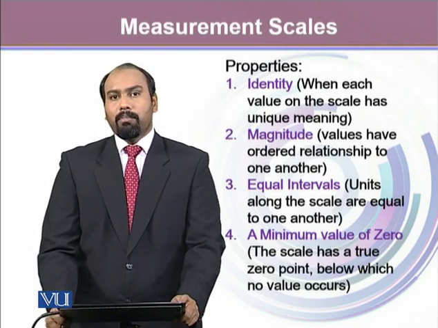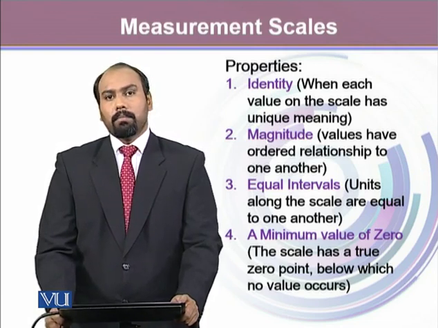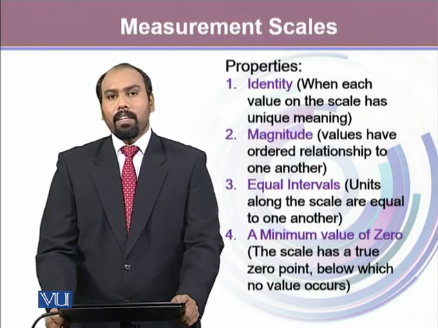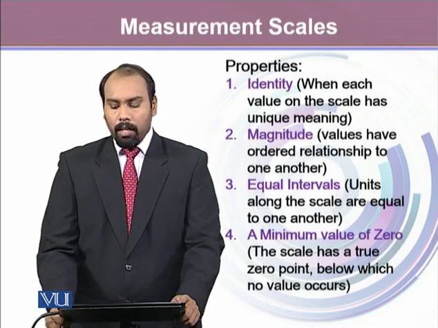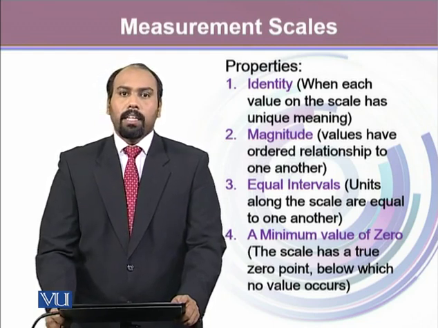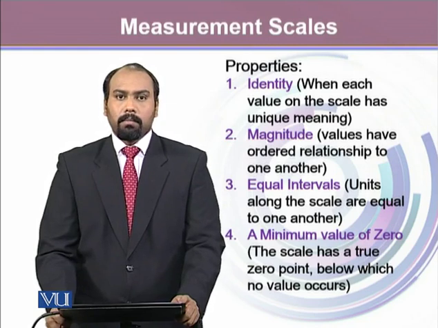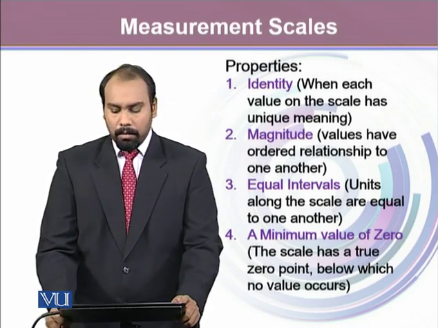The first property of measurement is identity. That each and every individual value is unique and it has a meaning behind it. And that meaning is a unique meaning.